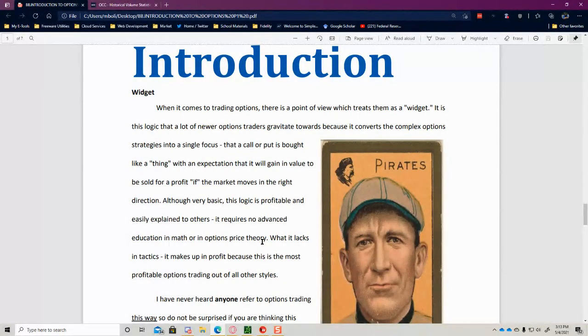And the reason it's so popular is because it's so profitable. There is no other options trade that you can do that will make you more money than buying a call or buying a put. That is the money maker out of any kind of options trade you could ever do. So, of course, it's really popular. Unfortunately, it also loses more than any other trade you could do.